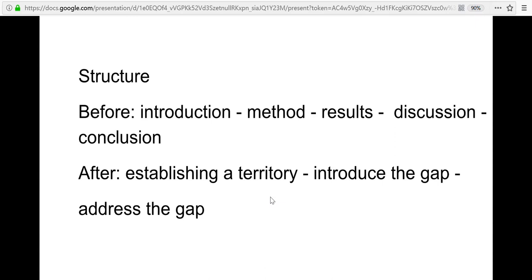And last, I would like to say that before this course, I just identified a research article as introduction, method, results, discussion, conclusion. After learning this analysis method, I can identify the research article as establishing a territory, introducing the gap, and addressing the gap. I think this structure is easier for a new researcher to find a topic to learn, and easier to construct an article. Thank you.